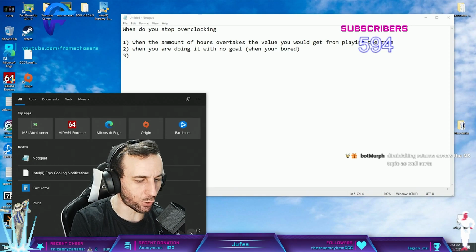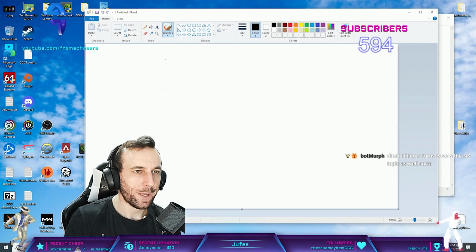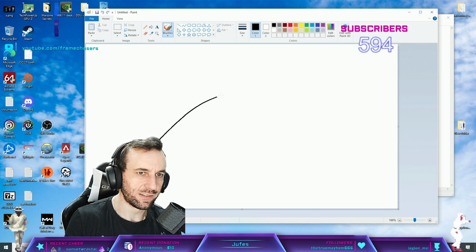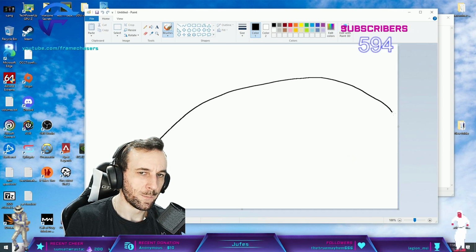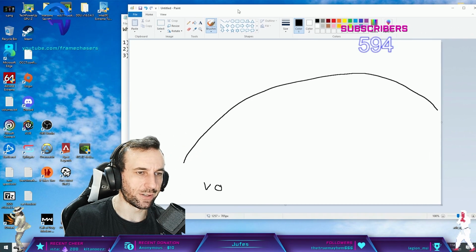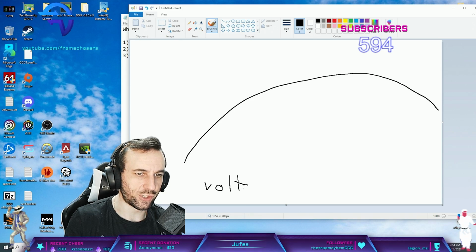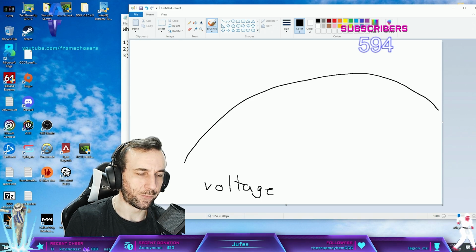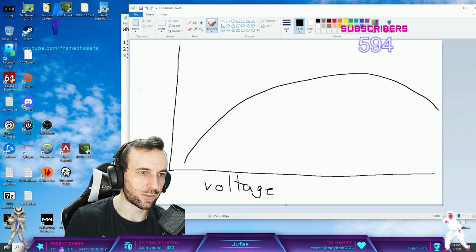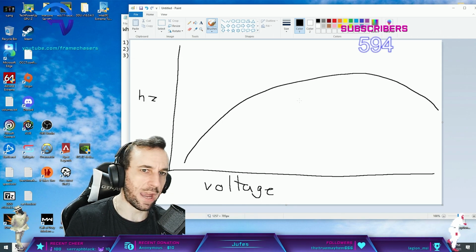All silicon has a graph, right? So any piece of silicon is going to look like this when it comes to voltage, frequency, Hertz. So every silicon looks like this.